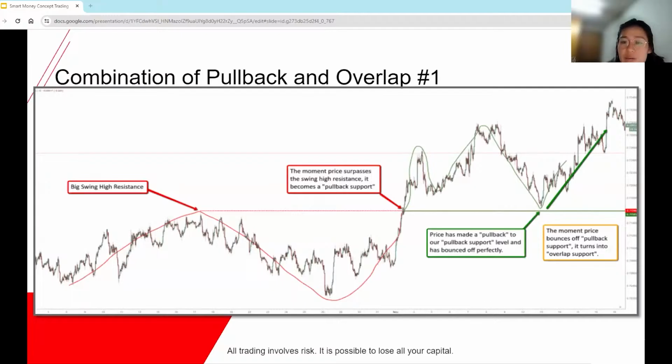Okay, so in this example, we have a big swing high resistance level. Price surpasses this level and it becomes a pullback support, where we expect price to pull back or retrace to this level, and it bounced off of it perfectly over here. So price has made a pullback to a pullback support level and has bounced off of it perfectly. And once price bounces off the pullback support, it then becomes an overlap support.